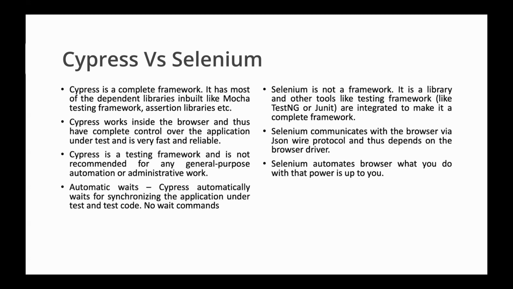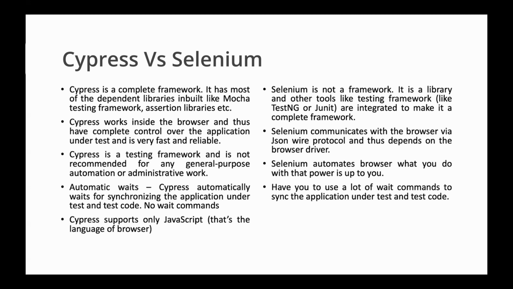Then one of the reasons why Cypress has become famous is the automatic wait. One of the biggest challenges we face with Selenium or other similar automation tools is application synchronization. The application has its own speed of execution, whereas the test code you have written has its own speed. So the synchronization between the two is important, and it's difficult to achieve in Selenium or other tools. Whereas in Cypress, it's automatic. You don't have to write any extra line of code. It automatically takes care of synchronizing the application.